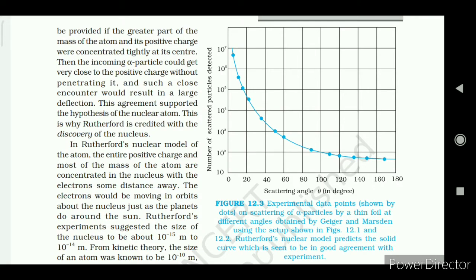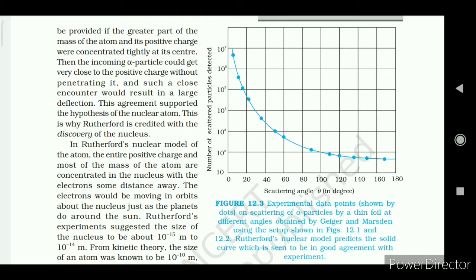From the kinetic theory, the size of an atom was known to be 10 to the power minus 7 meter, about 10,000 to 1 lakh times larger than the size of the nucleus. Thus, the electrons would seem to be at a distance from the nucleus of about 10,000 to 1 lakh times the size of the nucleus itself. Thus, most of an atom is empty space.